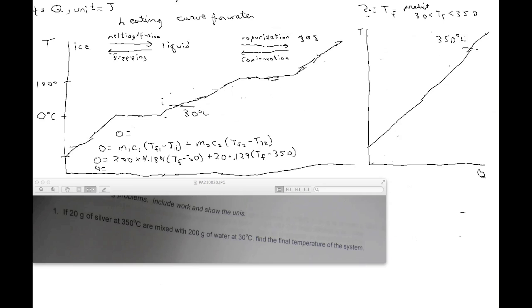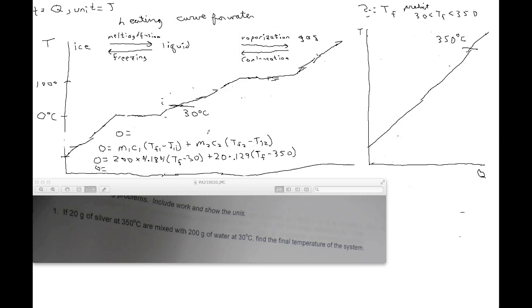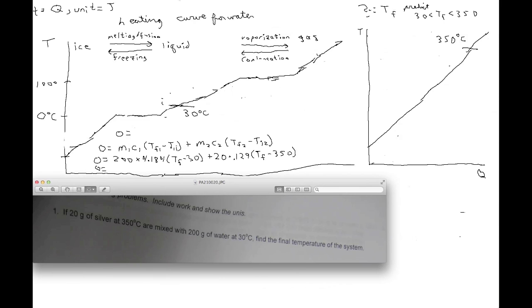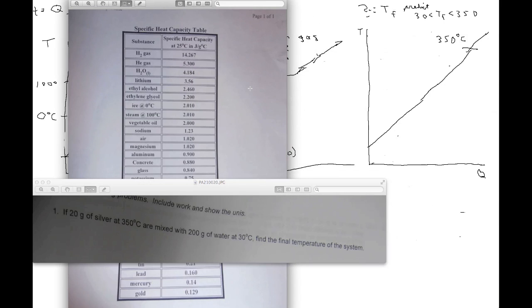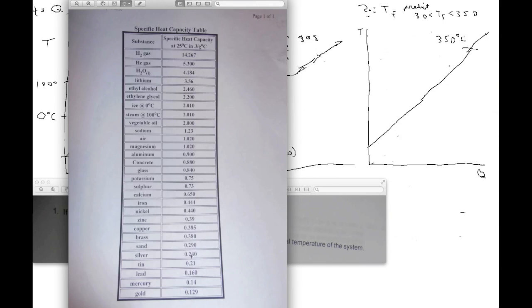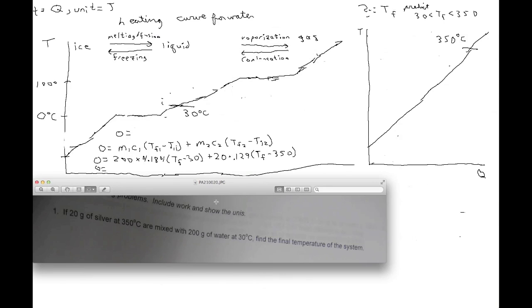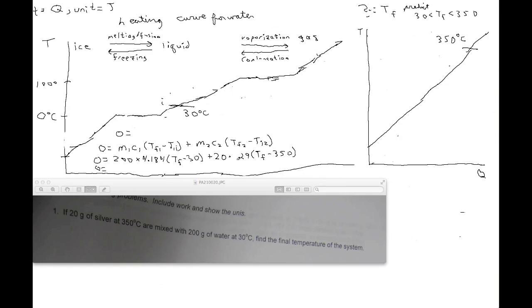Oh, whoops, sorry. It's actually silver. Okay. So then silver is 0.240. So it's actually 0.240. You said 0.240? Yeah. So silver is different than gold. 0.240 is the specific heat for silver. Good. Right. So now we can distribute.